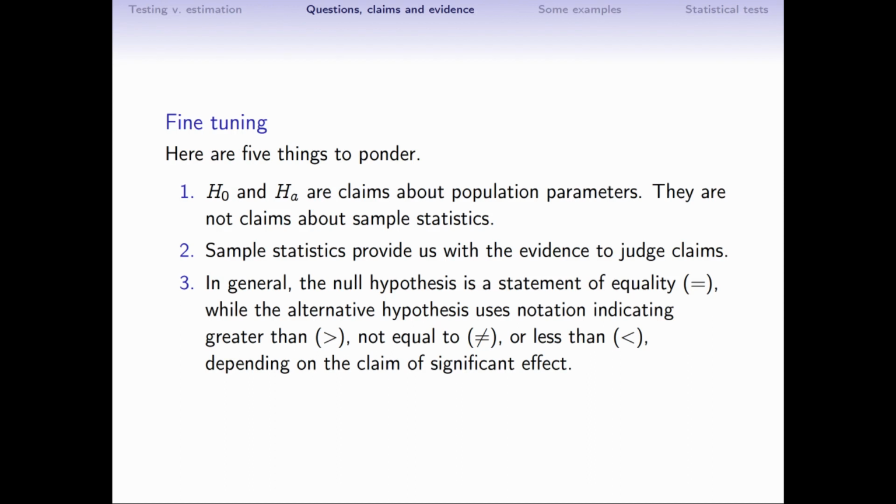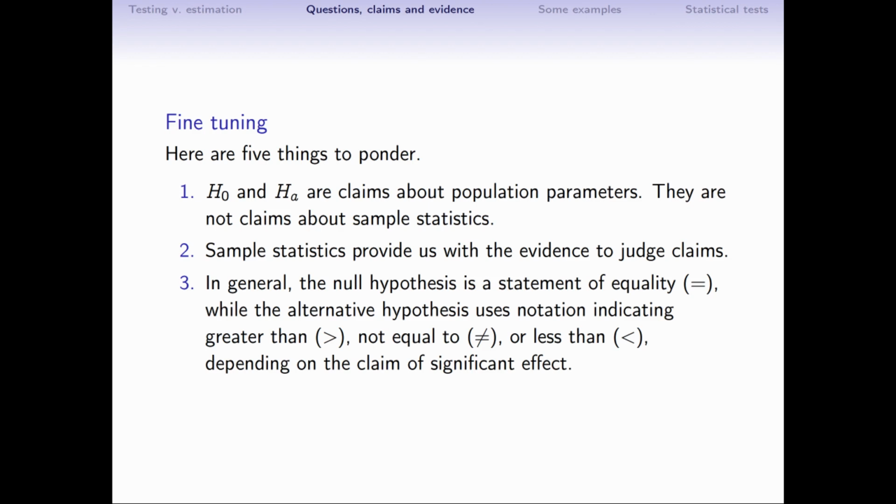I'll work some examples with you in just a bit, but before we do that, I want to do a little bit of fine-tuning, so I've put together 5 things to ponder. Point number 1. The null and alternative hypotheses are claims about population parameters. They are not claims about sample statistics. So always be careful to phrase the null and alternative hypotheses in terms of parameters.